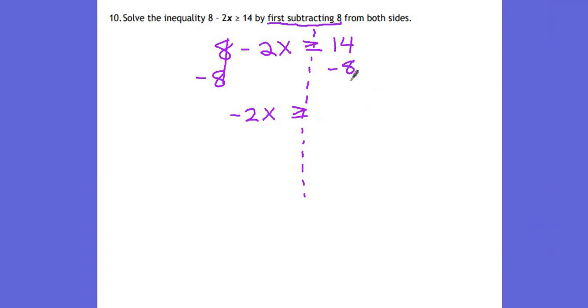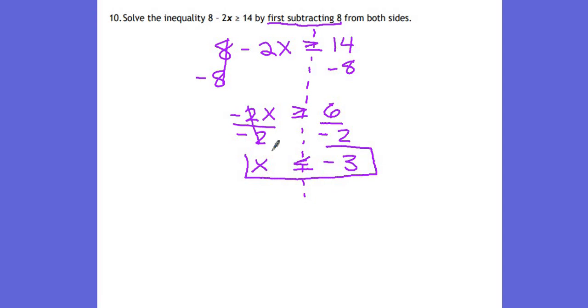Alright. 14 minus 8 is 6. Then we divide by negative 2. Sometimes I just get so excited and I forget. I have to flip my inequality sign. And then 6 divided by negative 2 is negative 3. And that looks more like my answer. So X has to be less than or equal to negative 3. It's not a question, it's just a statement.